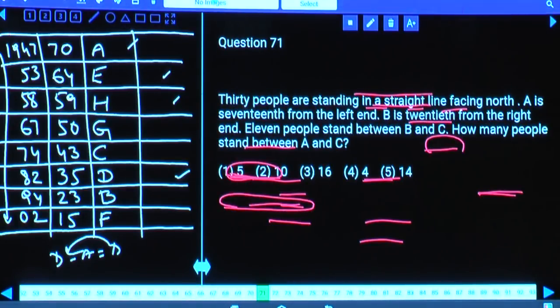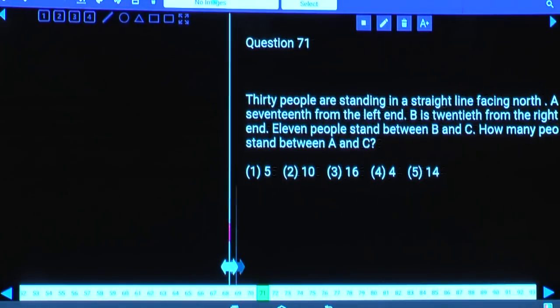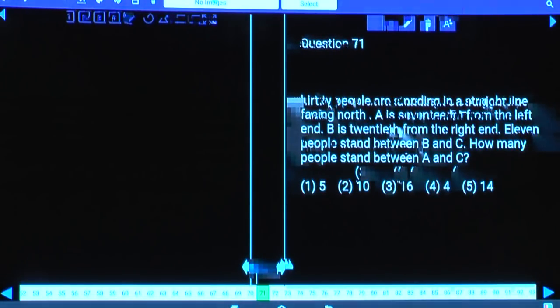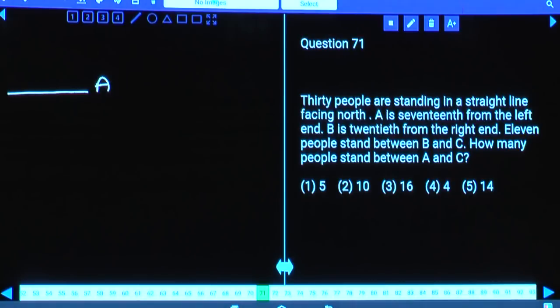Now in this question number 71, what is the information here? 30 people are standing in a straight line. A is 17th from the left. As A is 17th from the left, how many persons are there to the left hand side of A? 16. And B is 20th from the right end. Now let us take for example that there is no person in between B and A. First we are finalizing whether A is to the left of B or B is to the left of A. If B is to the right hand side of A, let us take that there is no person in between A and B, that is the least possibility.